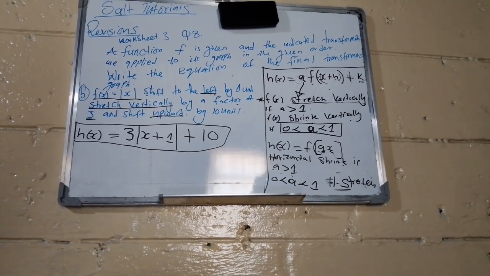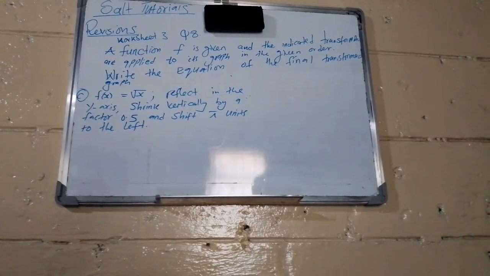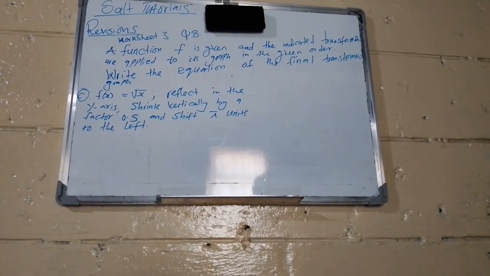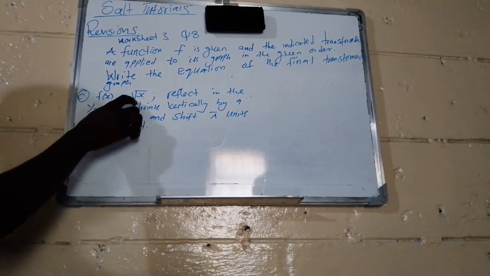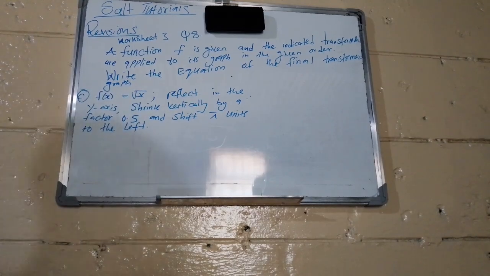Let's look at the third one. So we have C there. Now this time around C is a root function. Given that f of x is equal to the root of x, we are being told that it reflects in the y-axis, and then that it also shrinks vertically by a factor of 0.5 and shifts pi units to the left.